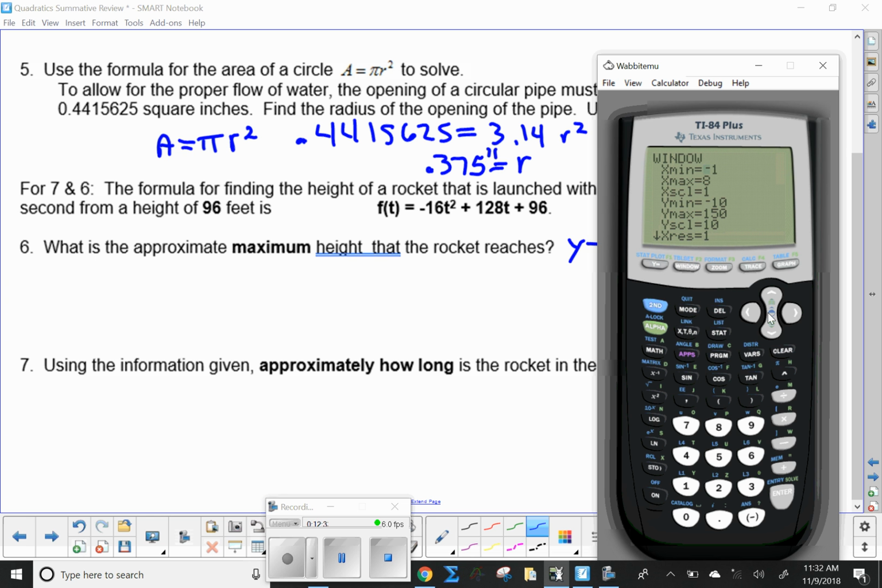Well, why don't I make it go to, say, 15? And the height of it, this is a rocket, so let's make it 250. And then I'm going to graph it. Oh, okay, now I can see it hitting. Still can't see the top. So again, I'm going to go to my window, and I'm just going to say, how about if I make this 350? This time I'm going to go up by 20s or 25 so that I don't have so many little tick marks over here. And I graph it.